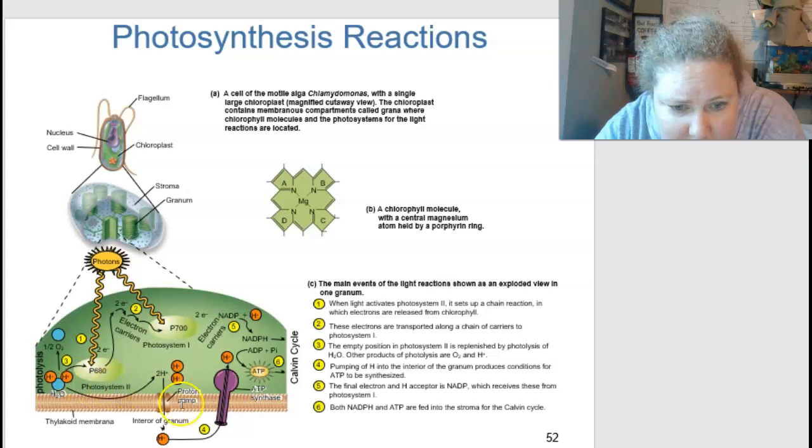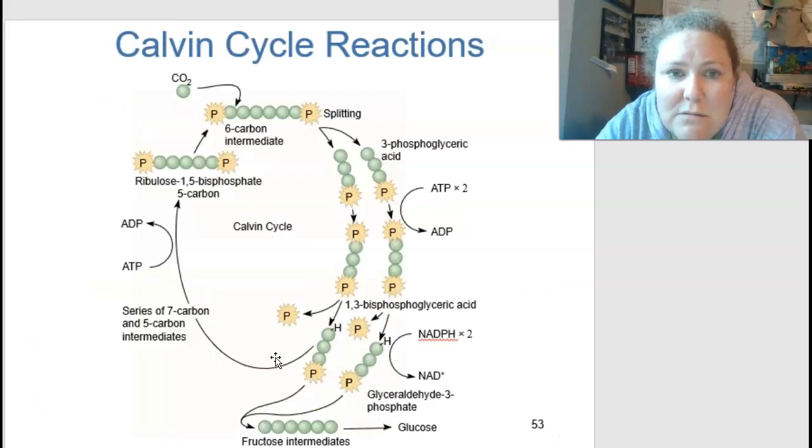And then down in 4 over here, the pumping of hydrogen into the interior of the granum produces conditions for ATP to be synthesized. In 5, the final electron and hydrogen acceptor is NADP, which receives these from photosystem 1. And then here in 6, both NADPH and ATP are fed into the stroma for the Calvin cycle. Okay, so some similarities actually.